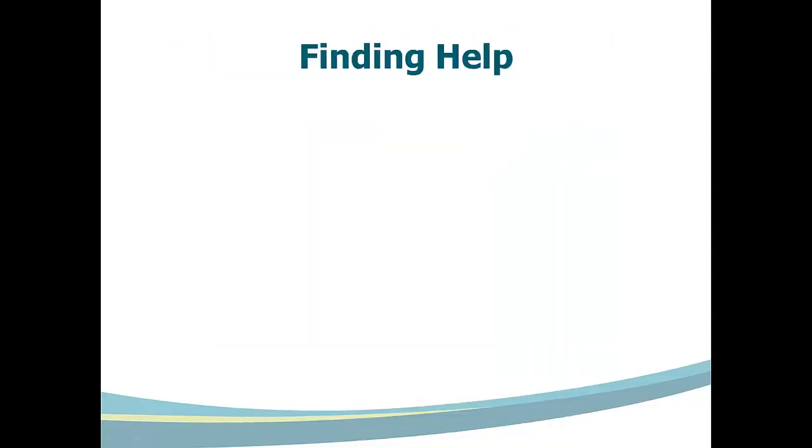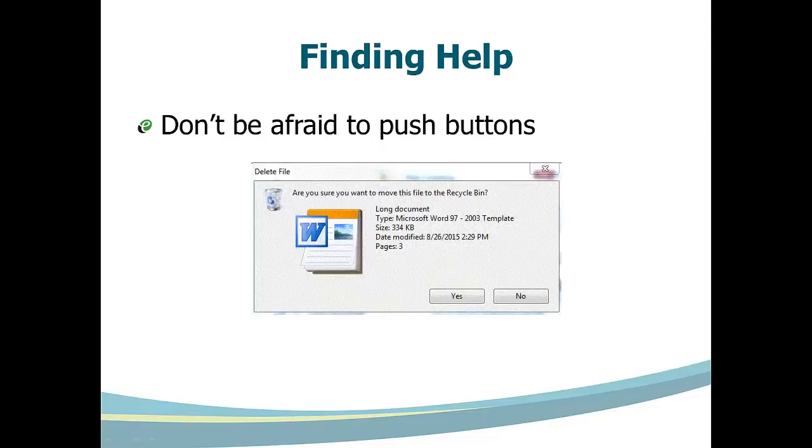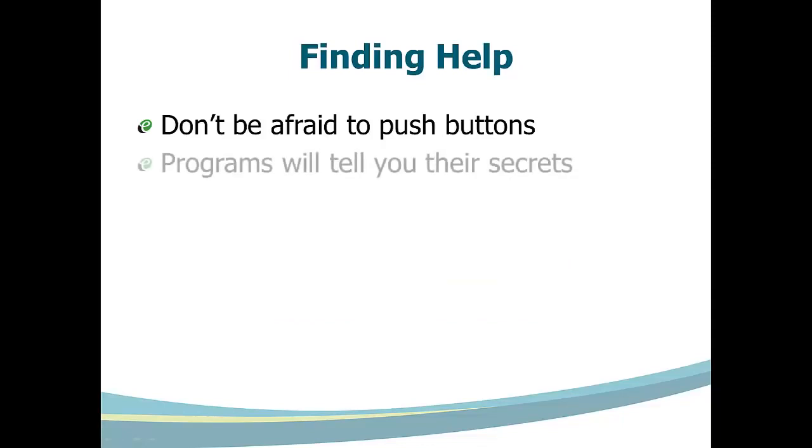In closing, let's review a few tips about finding help when you're on your computer. Don't be afraid to click on buttons and menu items to see what they do. Remember, you can usually use the Control-Z undo action if you make an error. In most cases, if you're going to delete something in error, you will get a warning box. If you click buttons and notification boxes open, be sure to read them before clicking OK. In general, programs will tell you their secrets.